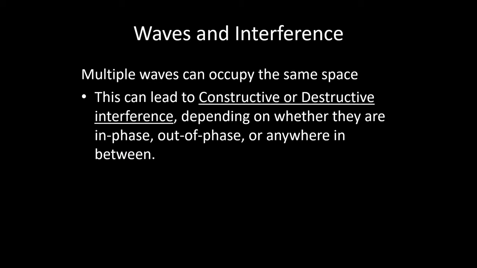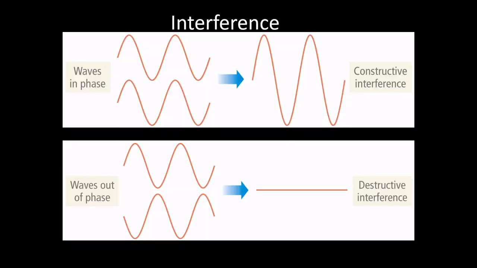Let's talk about waves and interference. We can have multiple waves exist in the same area together, and when that happens, we have a few different options for how they interact with each other. We could either have those waves constructively interfere with one another, or they could destructively interfere with one another. And what determines which one they do is whether they are in phase or out of phase or somewhere in between with each other.